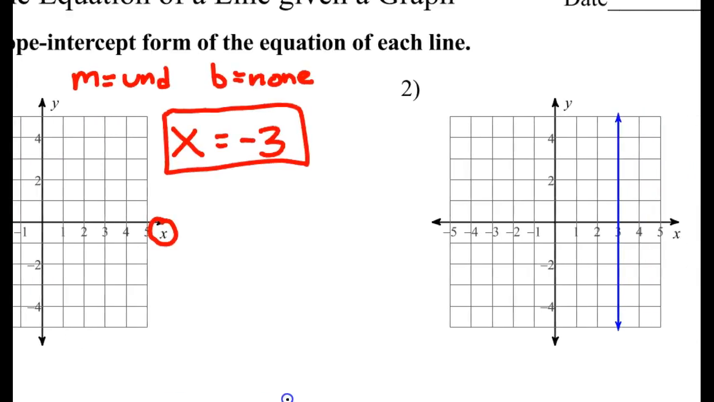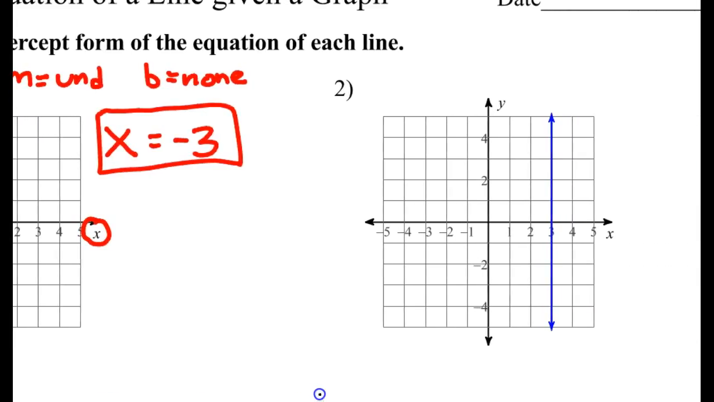Go ahead and do number 2. Very similar. Go to number 2. You go ahead and write it down quietly. See what you get. Very similar, but on the other side.